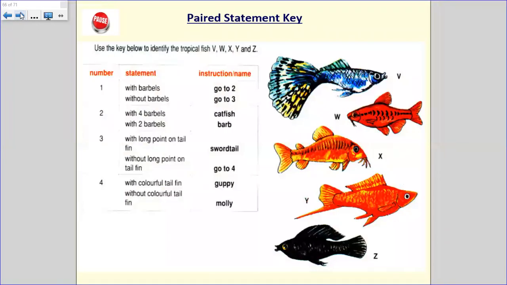If you want more practice, here's another example, identifying the fish. So use the paired statement key on the left-hand side to identify the fish on the right-hand side. Pause the video now, and I'll show you the answers in a minute.